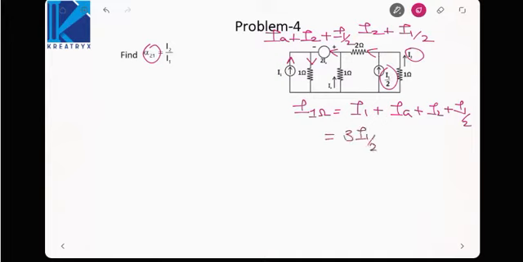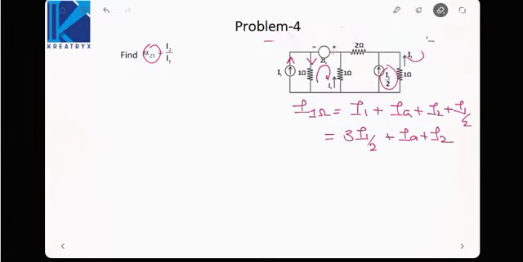That is 3I1 by 2 plus IA plus I2. Now here we have to find the ratio of I2 by I1. So let us apply KVL. We will apply first of all KVL in this loop. So if we apply KVL here, then let me mark the voltages here.